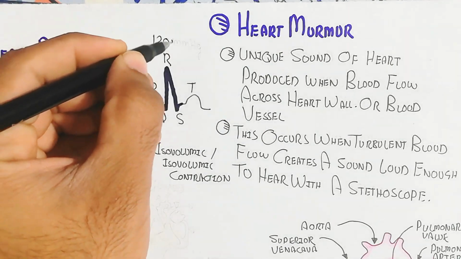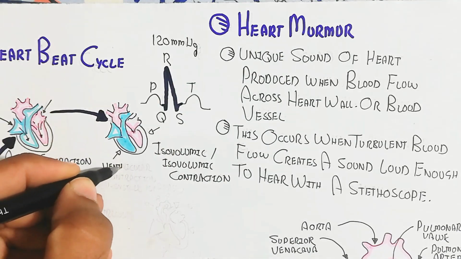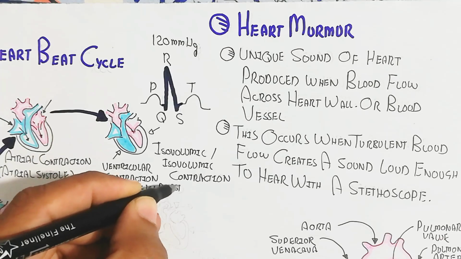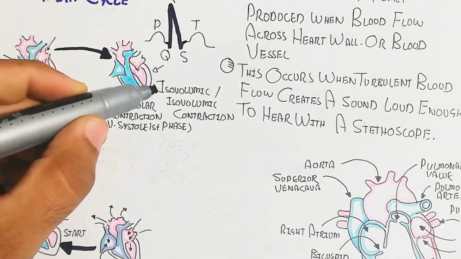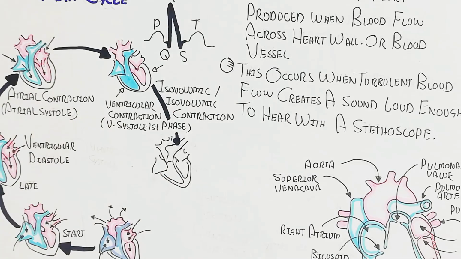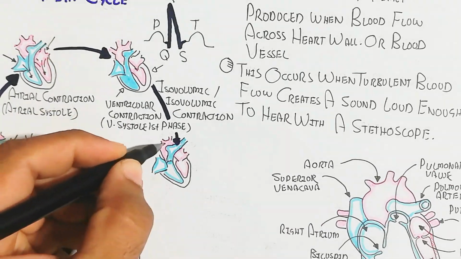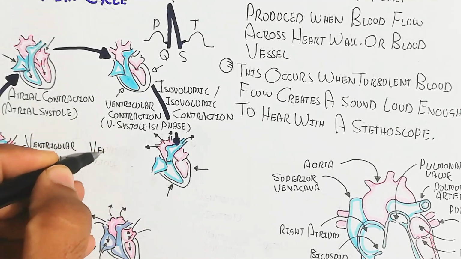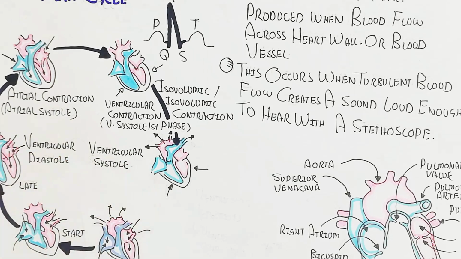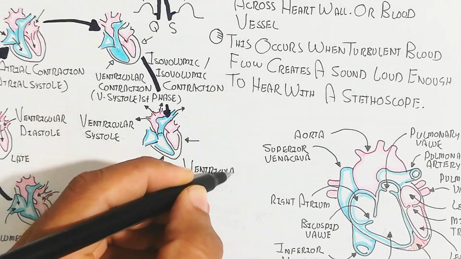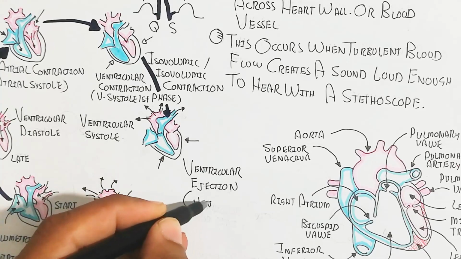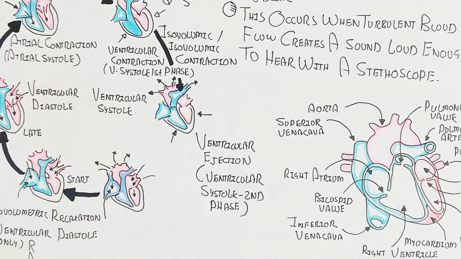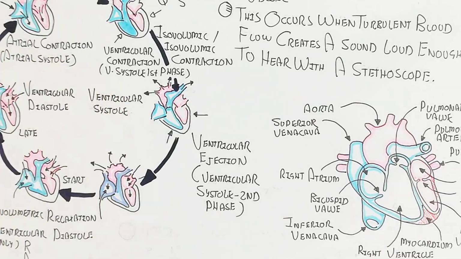In this way, the isovolumic contraction will occur, the ventricular contraction, the first phase of systole. The first phase of systole will lead to ventricular ejection in the second phase, the ventricular systole second phase. The second phase will eject the blood toward the lungs as well as toward the peripheral parts of the body through the descending aorta and aortic arch.